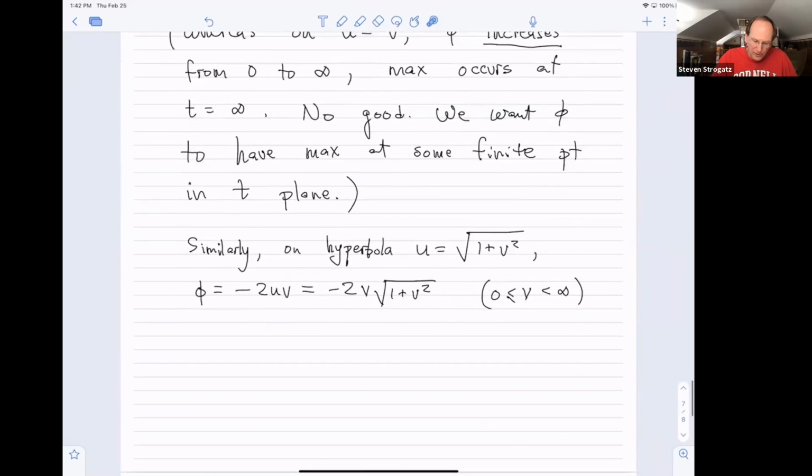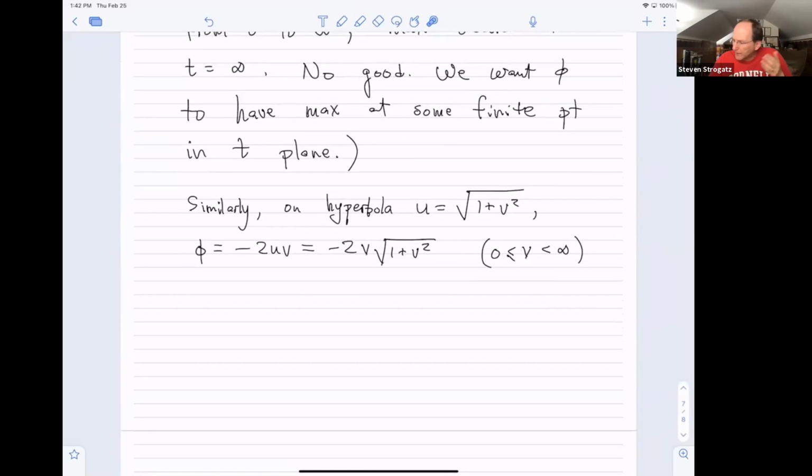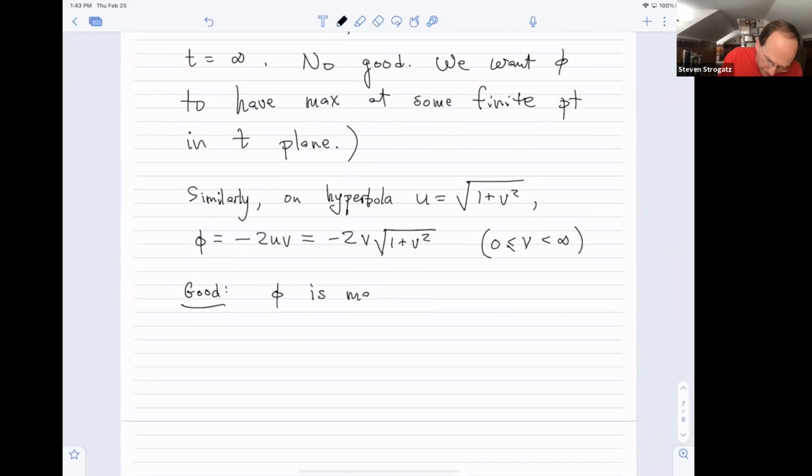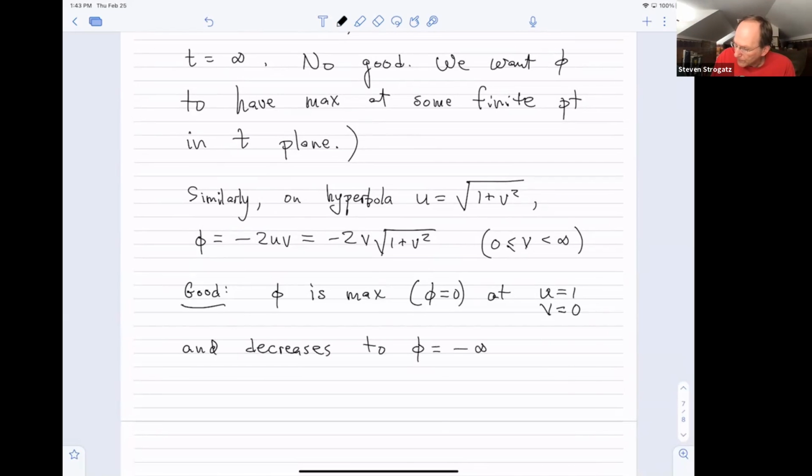So on that piece of the hyperbola, what's happening with phi? Well, this also has the same good property. Phi is a maximum, namely phi equals 0, at the point u equals 1, v equals 0, at that nice finite point, the right-hand endpoint of our contour. And it decreases to phi equals negative infinity as v goes to infinity.